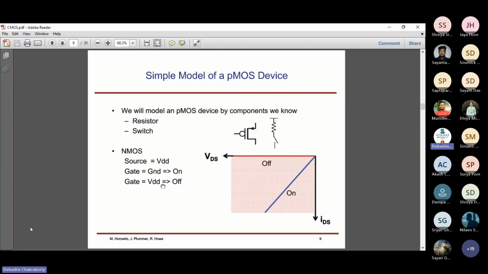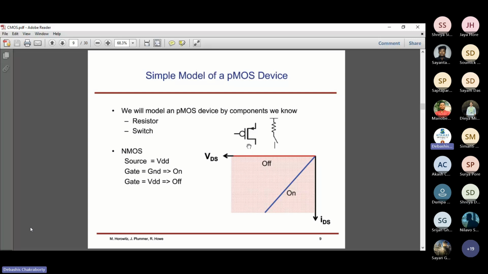You just see that when the gate voltage is low, the device is on. It is just opposite to that of NMOS. Am I right? And when the gate voltage is high, meaning the gate equals VDD or plus 5 volt or binary 1 or logically 1, in that case, the device is off. Have you noted down? Yes, sir.